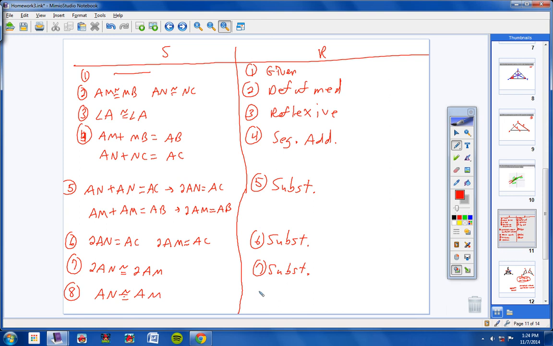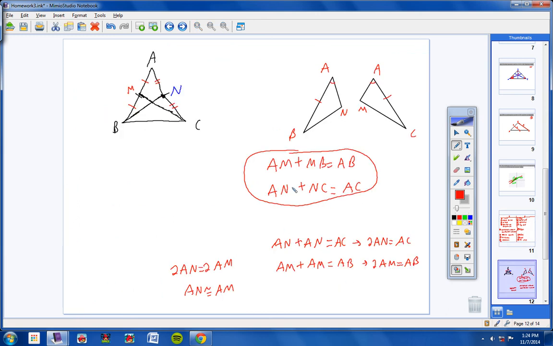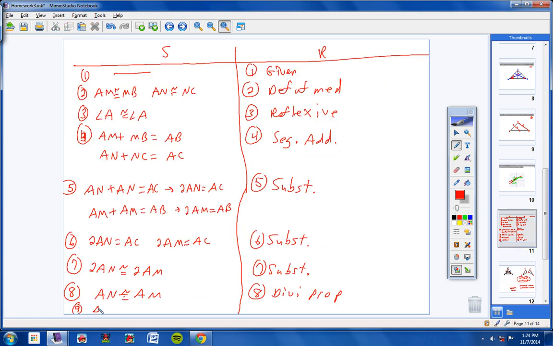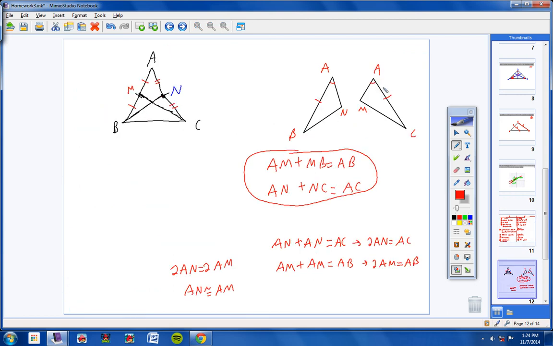Okay? And that would be division property. You divided both sides by 2. So division property. And now you're finally, step 9, you're ready to state that triangle ABN is congruent to triangle ACM.